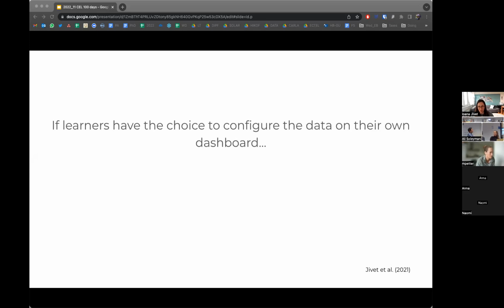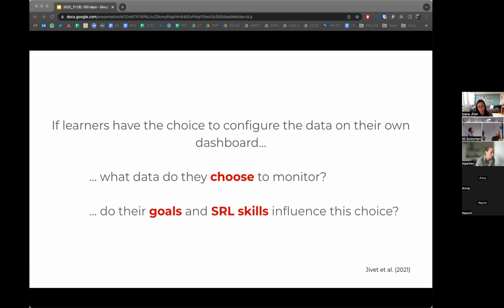we flipped the question. We tried to flip this question, and we asked ourselves, if we give learners the choice to configure the data on their own dashboard, in other words, if we ask learners what information is relevant for them to receive as feedback, we wanted to see what data would they actually choose to monitor, and also do the goals that they have and the self-regulated learning skills that they have for the course influence this choice. The underlying assumption around this is that what students choose is what they value. So by giving them this choice, we would be able to see what they value.